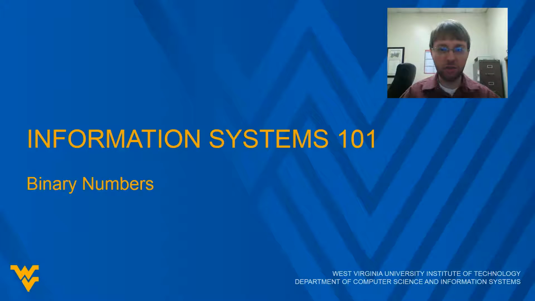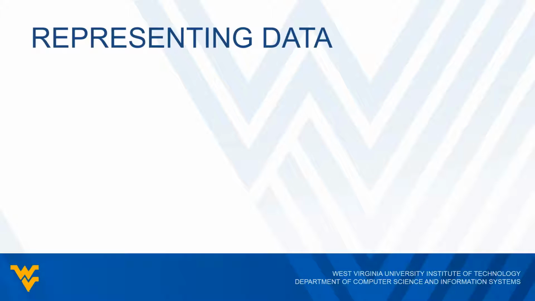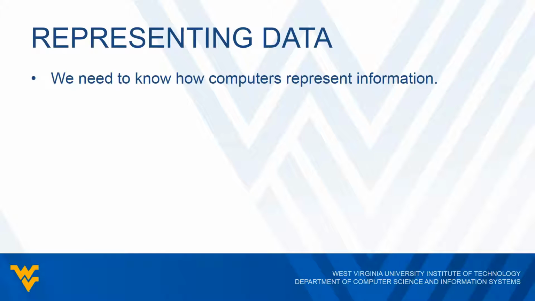In this lecture, we'll take a look at how computers use binary numbers to represent data. We've previously talked about algorithms and doing computations and storing values in variables, but now we need to start taking a look at how those steps are actually done. So our first concern is, how do computers actually represent this information?